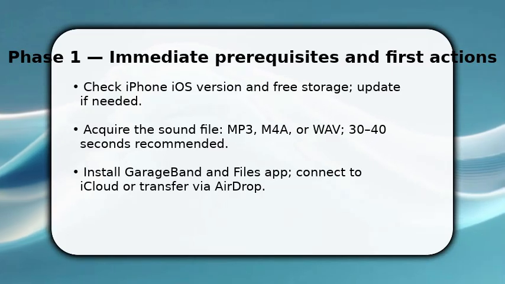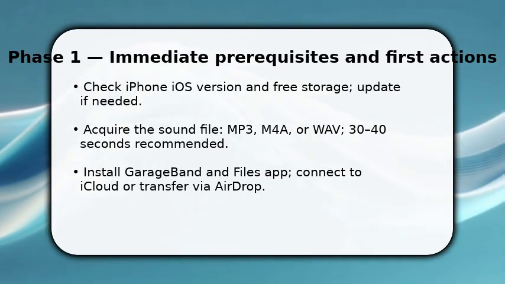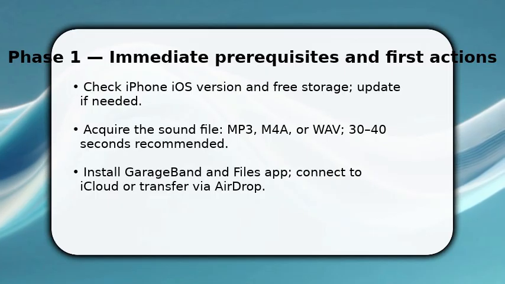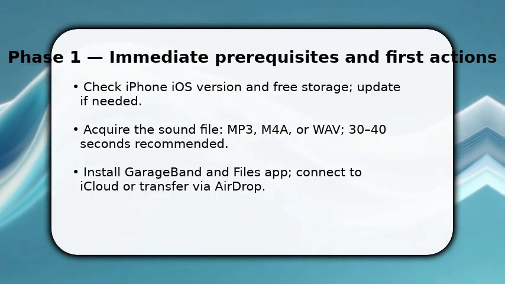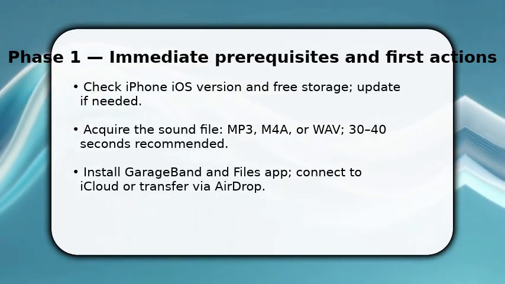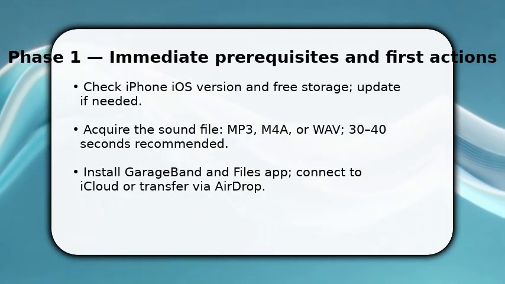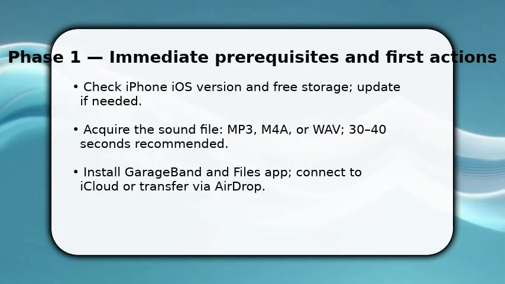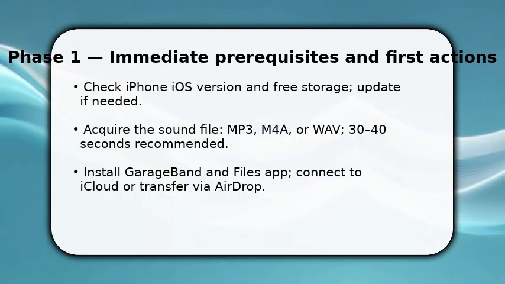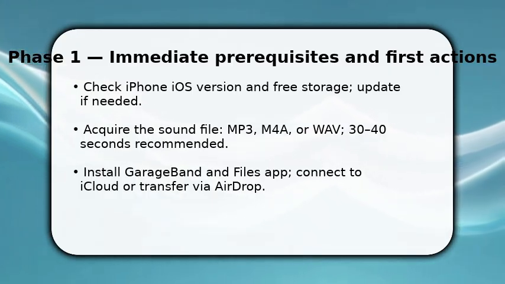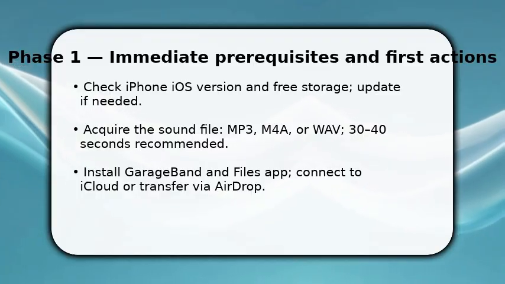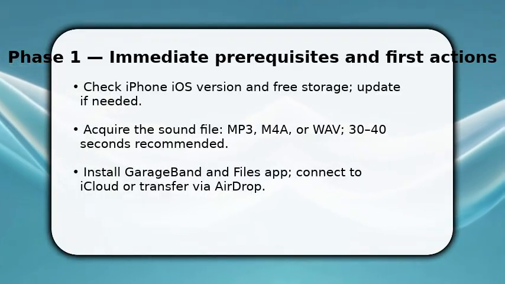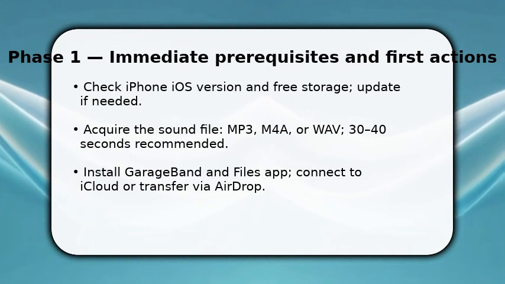Enjoy the video. You begin by confirming iOS and available storage so the system accepts new tones. Next, get the audio file you want, MP3, M4A, or WAV, ideally 30 to 40 seconds for clarity. Once done, move the file into Files or iCloud Drive and make sure GarageBand is installed. You'll use it to convert and export as a ringtone. You're not creating a ringtone yet. You're preparing the app and file, so the conversion step will be fast and reliable.